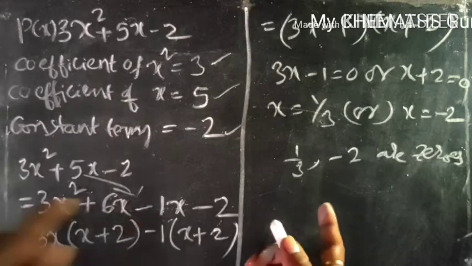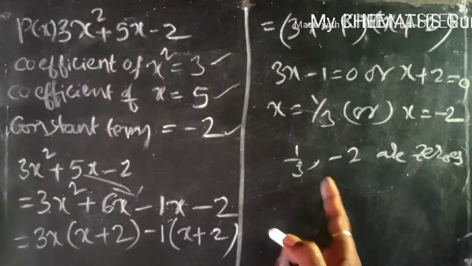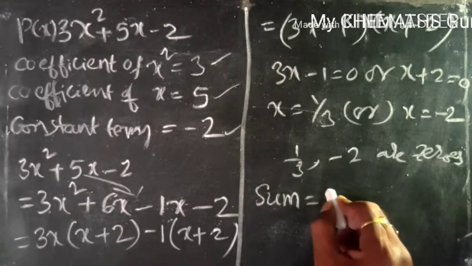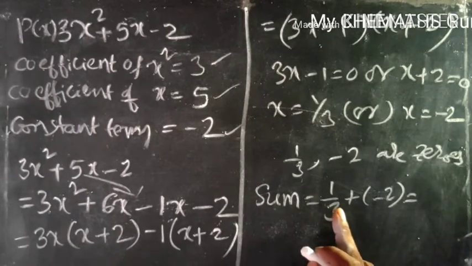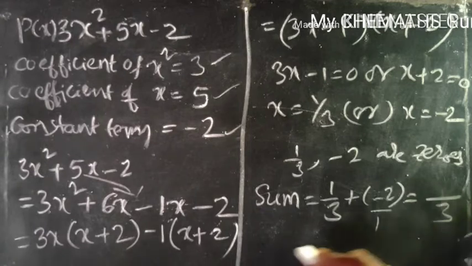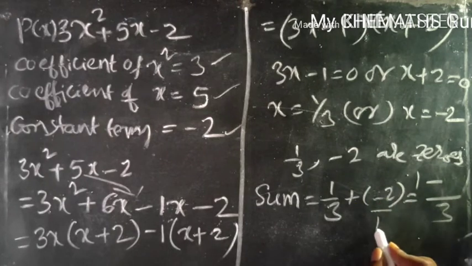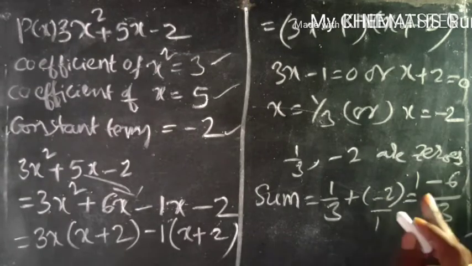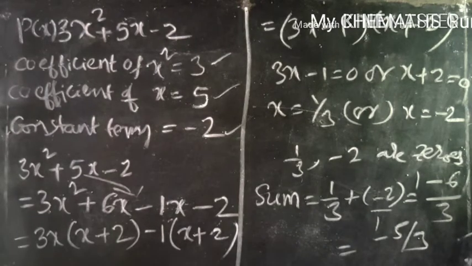Now we have to establish the relation between these zeros and these coefficients. See, just find the sum of these two zeros. Sum is equal to 1 by 3 plus minus 2. How much do we get? If you write it by LCM, we get 3 in the denominator. So 1 minus 6, that is minus 5 by 3. Till here you understood? Make a note.